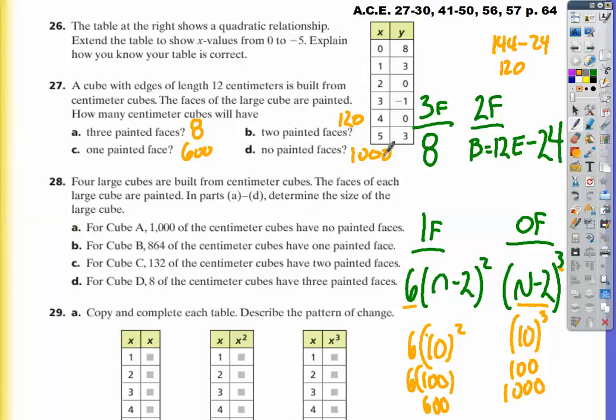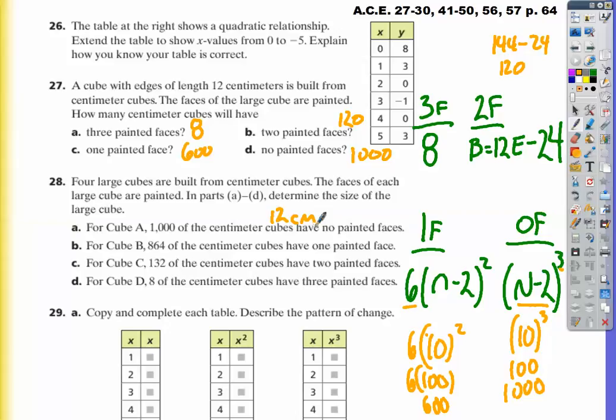The faces of each large cube are painted. Same deal, right? For cube A, 1,000 of the centimeter cubes have no painted faces. Well, we just did that, right? 0 painted faces, we got an answer of 1,000. So we know the edge length is going to be 12 centimeters.